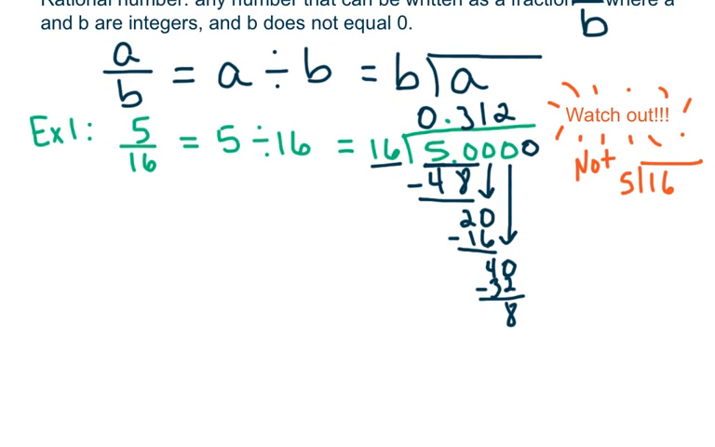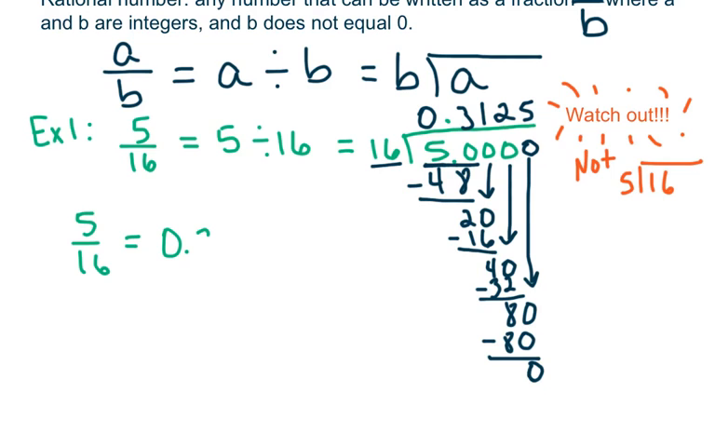So I need to add another 0 up here. I didn't add enough. Drop down the 0. And how many times does 16 go into 80? 16 times 5 is 80, so I put the 5 up top, put the 80 down here, and subtract, and I get a 0. Whenever I have a 0 after I subtract, I know I'm done. So what we have figured out is that 5/16 as a fraction is equivalent to 0.3125 as a decimal.